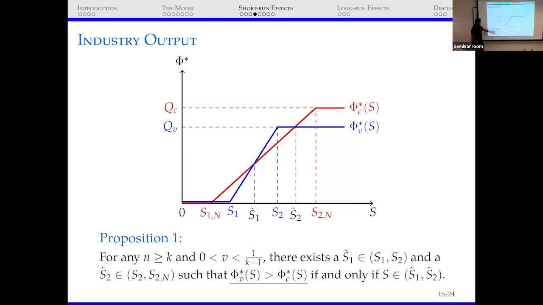So for any n higher than k, and v between 0 and this condition that we already set, there exists a threshold of S, or the stock, that belongs to S1 and S2, and another one, S2 tilde, that belongs to S2 and S2n. Whenever you see n, it means that there is no cross ownership, just Cournot. So C is for Cournot, such that the strategies with cross ownership are higher than the strategies without cross ownership if and only if S is between these two.